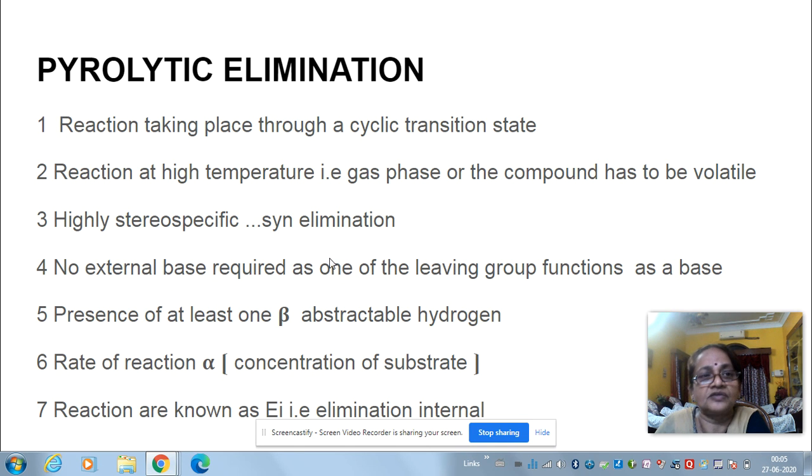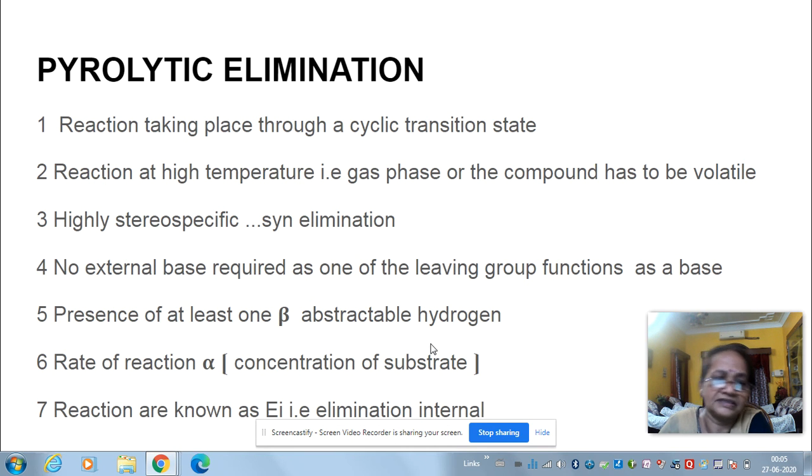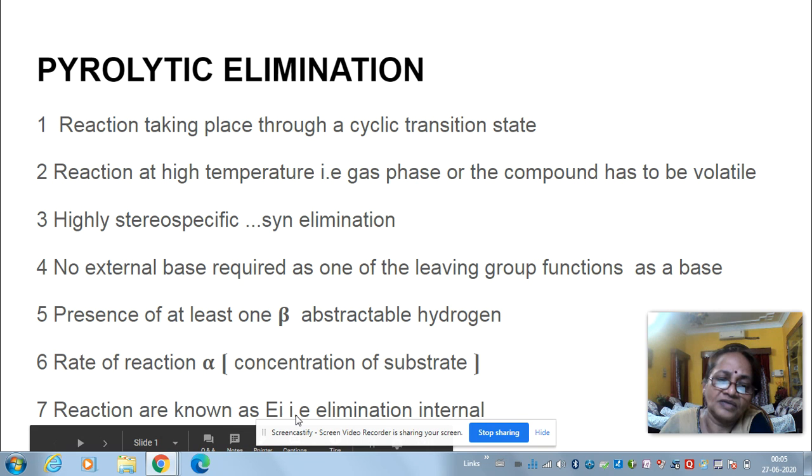This is the characteristic of pyrolytic elimination, and that is why the rate of reaction only depends upon the concentration of the substrate. Now, there should be at least one beta abstractable hydrogen present here. And now, why are these reactions known as Ei reactions? Because E stands for elimination and small i stands for internal. Now, why are we calling it an Ei reaction?